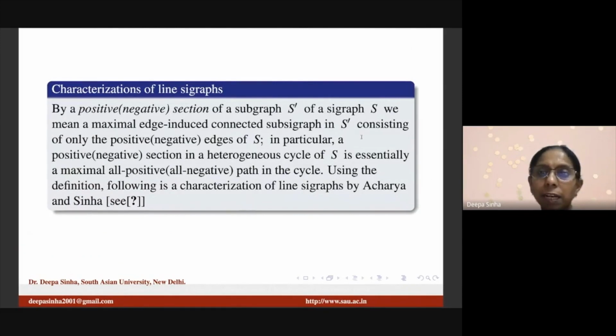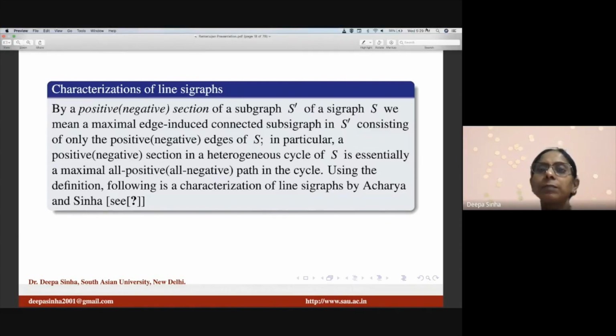Now, what is the characterization of the line sign graph? By a positive or negative section of a subgraph S dash of a sign graph S, we mean a maximal edge induced connected sub-sign graph in S dash consisting only of the positive or negative edges in S. In particular, a positive or negative section in a heterogeneous cycle is essentially a maximal all positive or all negative path in the cycle.